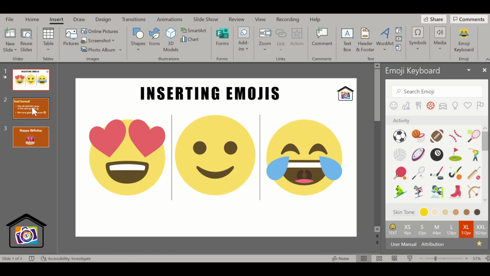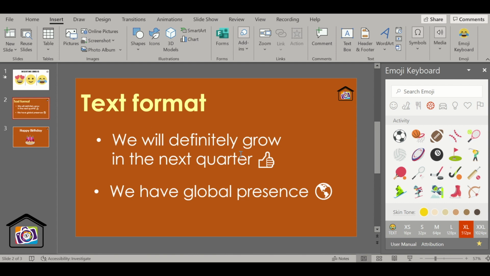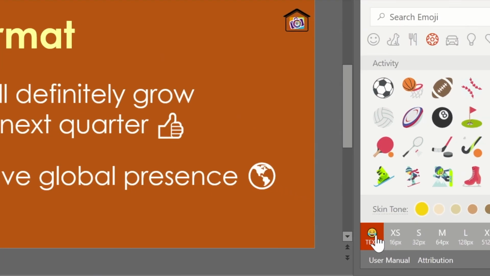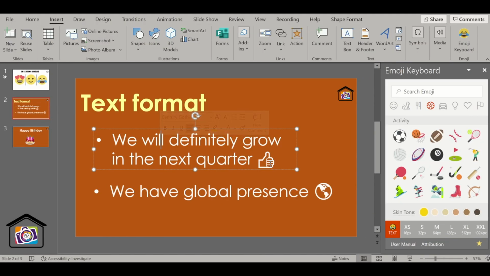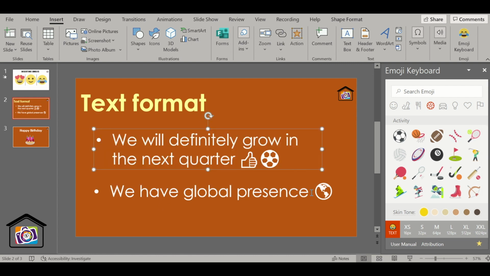Before we insert, let me show you the different formats of emojis which are available. The first format, if you see here, is the text format. When you are typing any text in PowerPoint, you might want to insert a text-like emoji. If you see here, I have a sentence written and a textual icon, an emoji, is inserted. So go to the text format if you want to insert any text-based emojis. If I click here, for example, it will insert this emoji in this format.